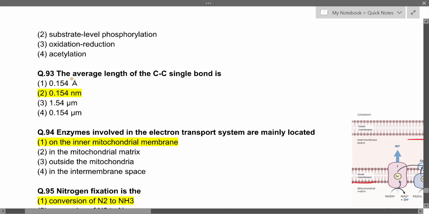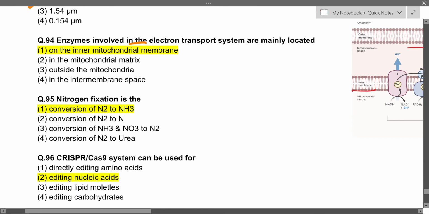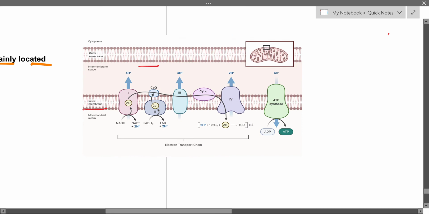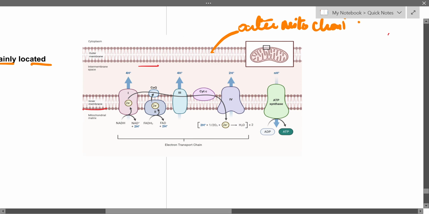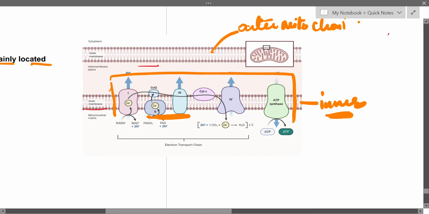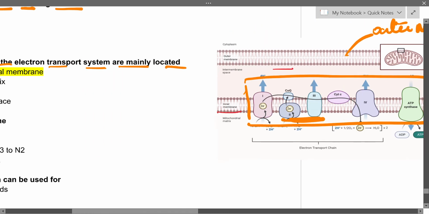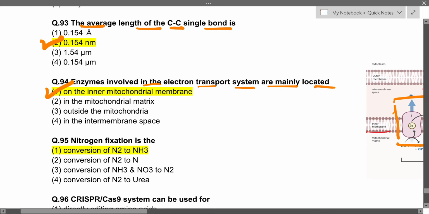The average length of a carbon-carbon single bond is 0.154 nanometer. The enzymes involved in the electron transport system are mainly located on the, see, this is the outer mitochondrial membrane. And here you see this is the inner mitochondrial membrane. On the inner mitochondrial membrane, the electron transport system is present. So the correct option is on the inner mitochondrial membrane.